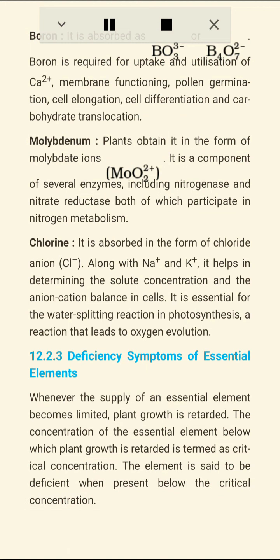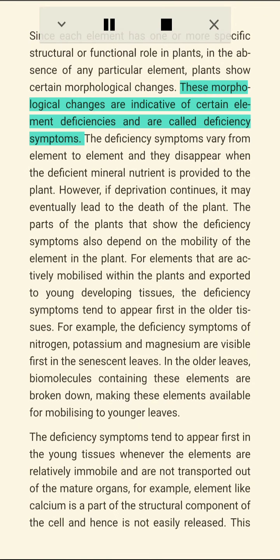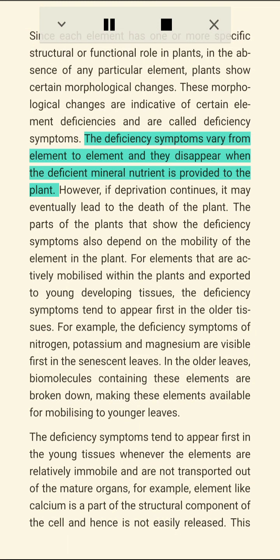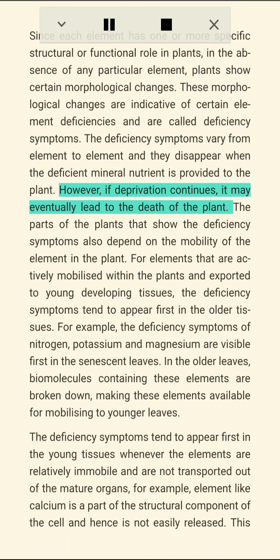Since each element has one or more specific structural or functional role in plants, in the absence of any particular element, plants show certain morphological changes. These morphological changes are indicative of certain element deficiencies and are called deficiency symptoms. The deficiency symptoms vary from element to element and they disappear when the deficient mineral nutrient is provided to the plant.